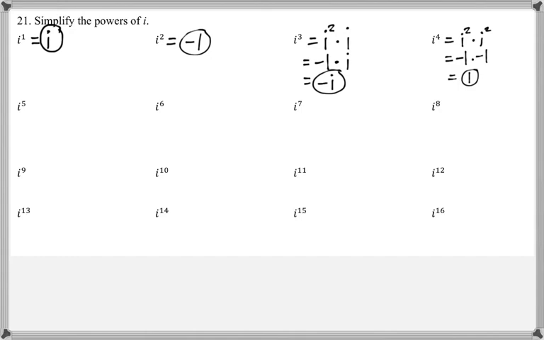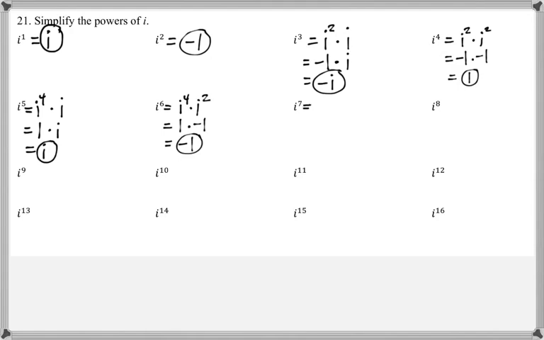i to the 5th, I could break that up into i to the 4th times i, and we just said that i to the 4th was 1, so this is 1 times i, or just i. i to the 6th, I can break that up into i to the 4th times i to the 2, which is 1 times negative 1, which is negative 1.